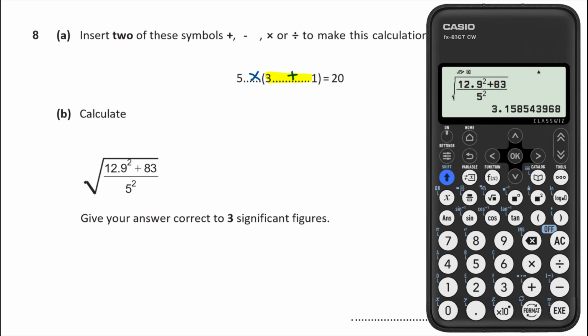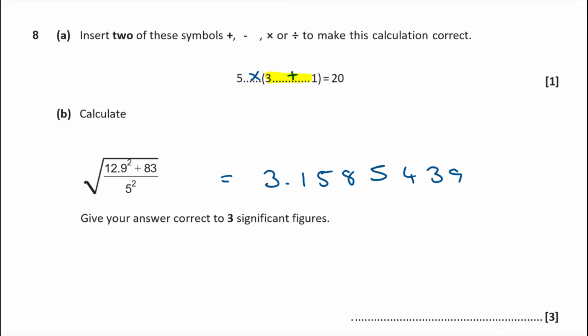I've got 3.15854 and change. Now with these questions, just to bank your marks, I would recommend writing the full display out first. Okay, now the reason for that is if you round it off incorrectly and write the answer down there, you'll still get the mark for typing it correctly into your calculator. Alternatively, if you type it wrong into your calculator, you'll still get the mark if you round it off correctly. So either way, it's in your benefit to write the full display down first.